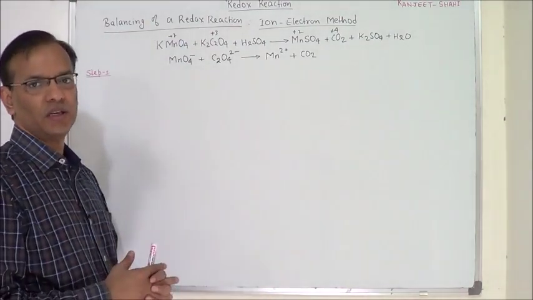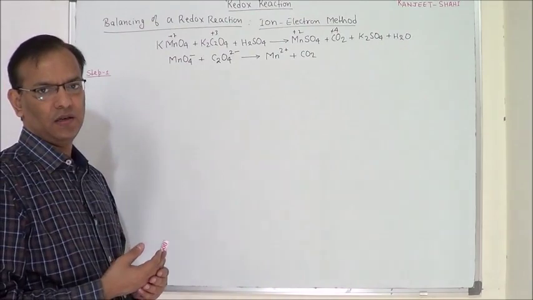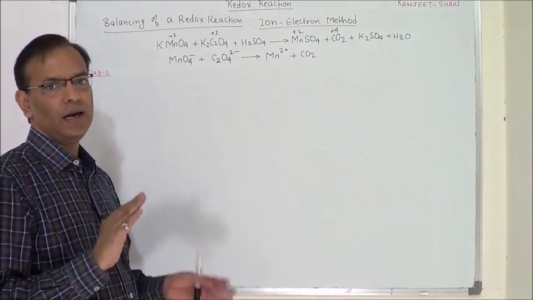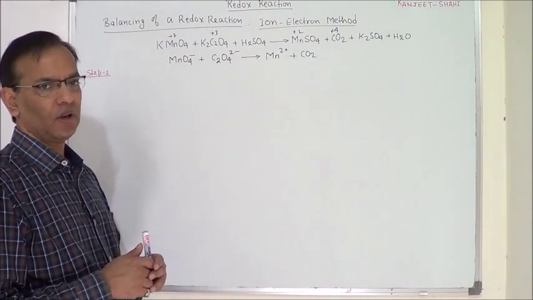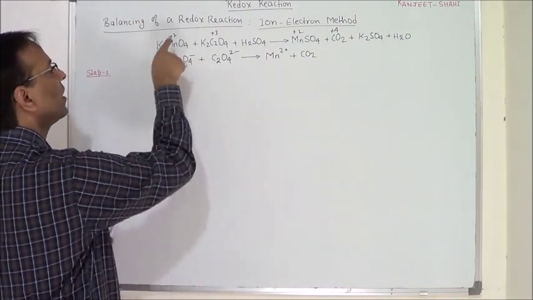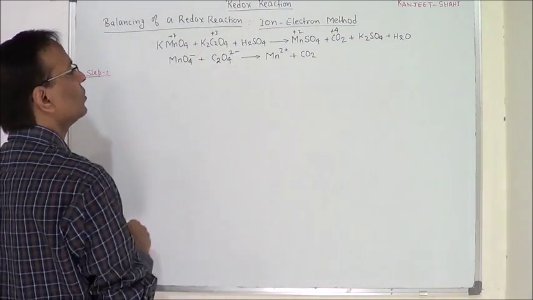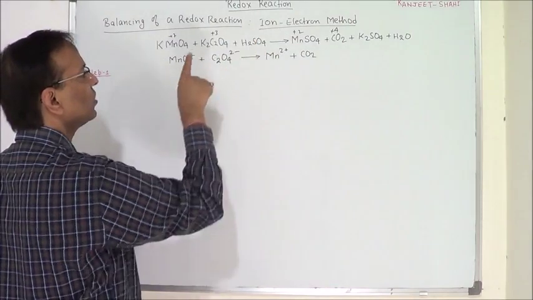Resolve this redox reaction into two half reactions, oxidation and reduction half reaction. If we see in this reaction, manganese is undergoing reduction, +7 to +2, and carbon is undergoing oxidation, +3 to +4.